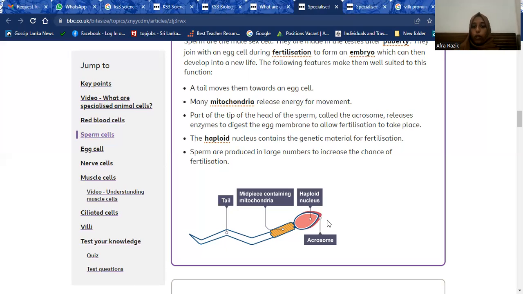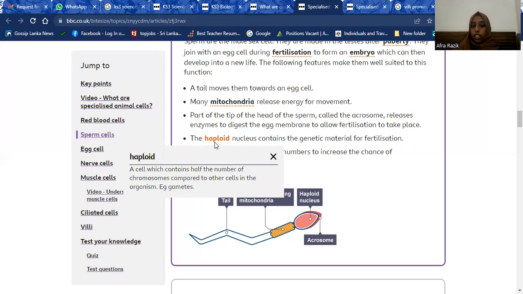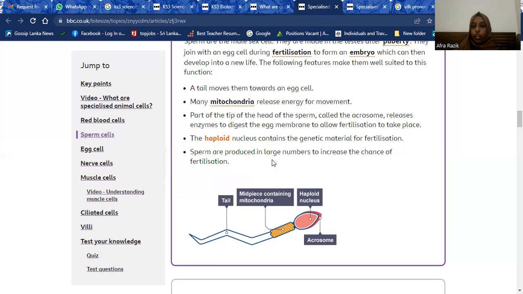Right. The haploid nucleus. We'll see what haploid is. Haploid means the cell which contains half the number of chromosomes. When fertilization takes place, the egg cell's nucleus and the sperm cell's nucleus fuse together. So half of the chromosomes from the egg cell and half of the chromosomes from the sperm cell get fused together, right? So haploid means cells which contain half the number of chromosomes. The haploid nucleus contains the genetic material for fertilization.